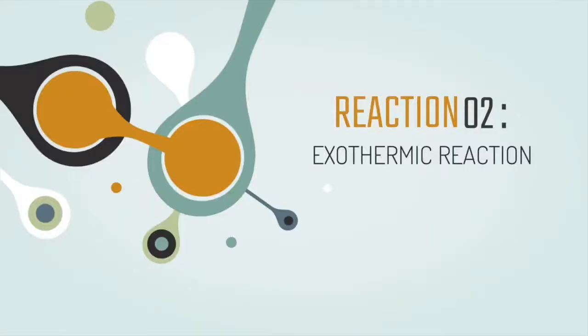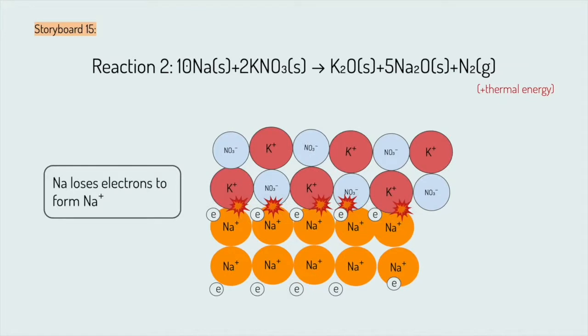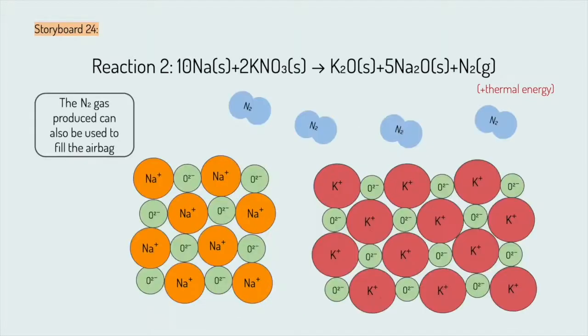The second reaction is an exothermic reaction. The chemical equation is as follows. Sodium loses electrons to form sodium ions. The nitrite ions react quickly to form nitrogen gas as the triple bond in nitrogen gas is very strong. Oxide ion then reacts with two sodium atoms to form sodium oxide, while two potassium ions then react with one oxide ion to form potassium oxide.